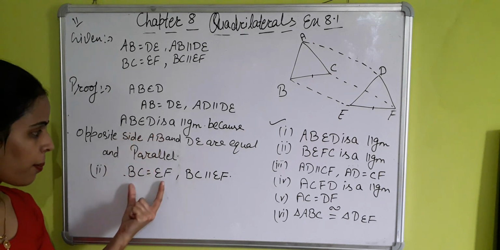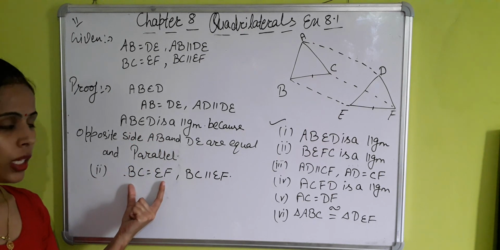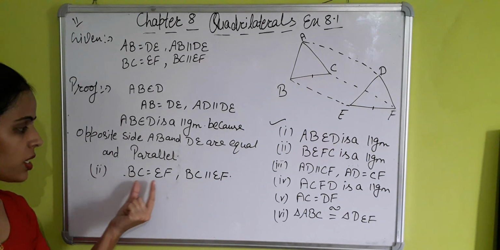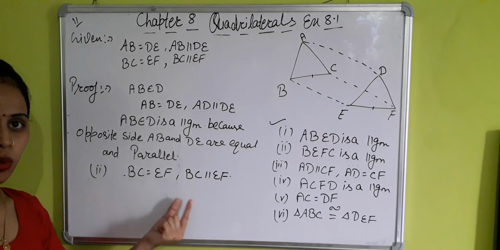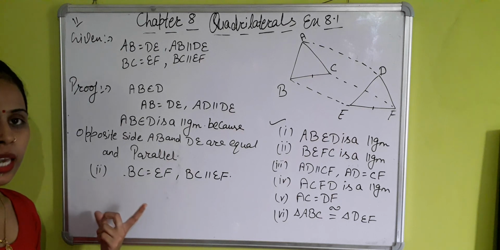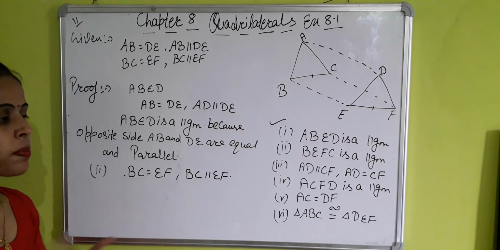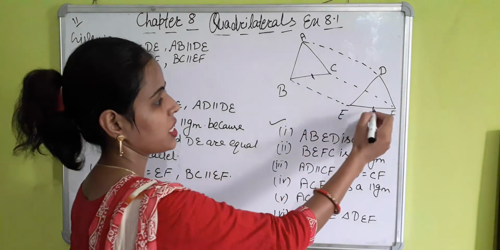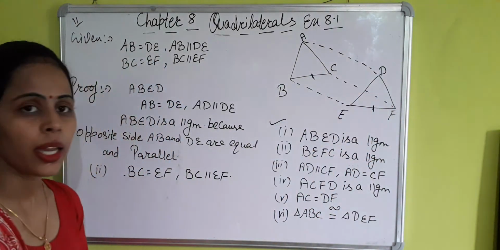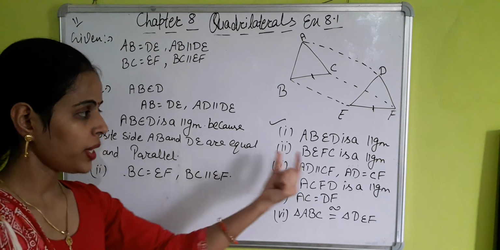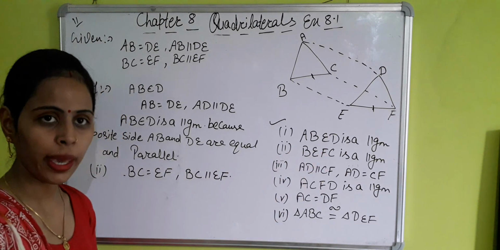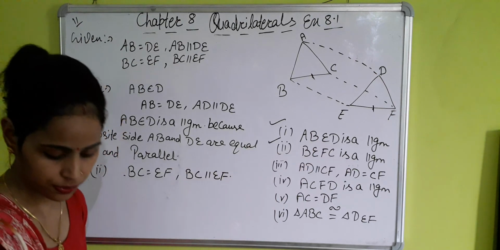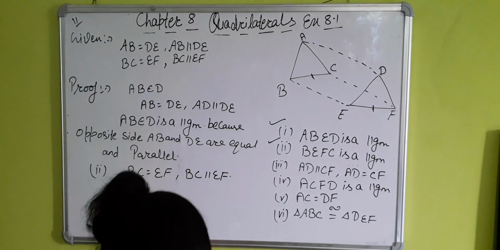In BEFC, opposite sides BC and EF are equal and parallel. So we can say that BEFC is a parallelogram. First part and second part are proved. Now take third part.